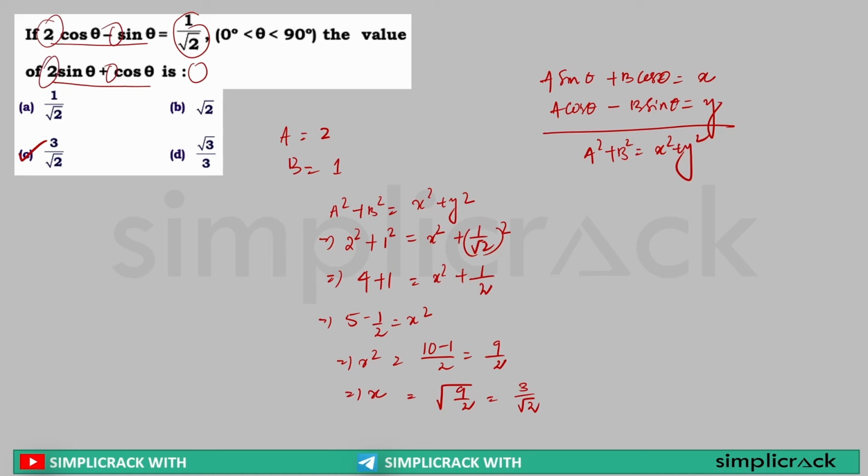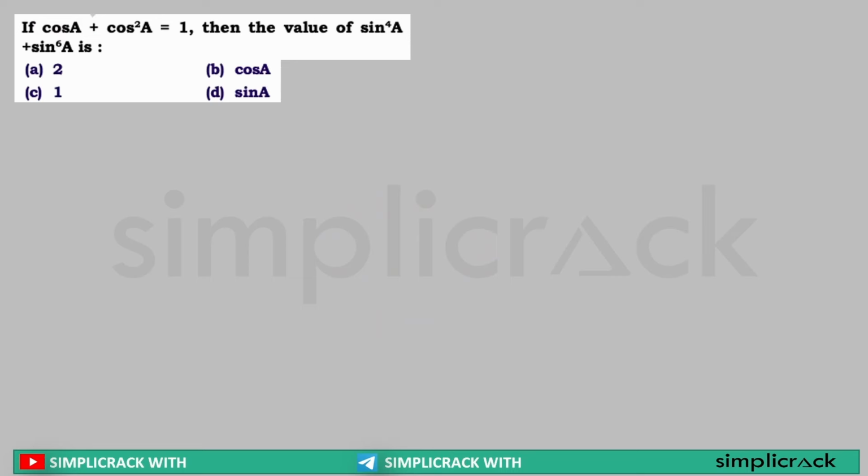Otherwise, you won't be able to make this calculation. Now, it is saying cos A plus cos square A is equal to 1. What is the value of sin 4th A and sin 6th A? Now understand this. Cos A plus cos square A is equal to 1. Sir, if I take cos square A to this side, it will be what? Sin square A.